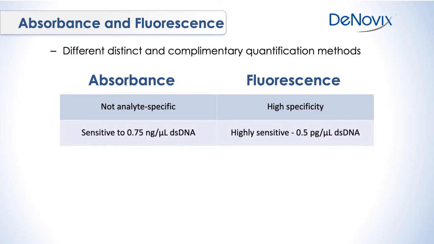Absorbance can be a very sensitive measure. The DS11 that we saw measuring those samples can measure down to 0.75 nanograms per microliter of double-stranded DNA. But fluorescence is a much more sensitive technique. So it's highly sensitive, can measure down to 0.5 picograms per microliter of double-stranded DNA. That's when you're using the ultra-high sensitivity DeNovix kit.